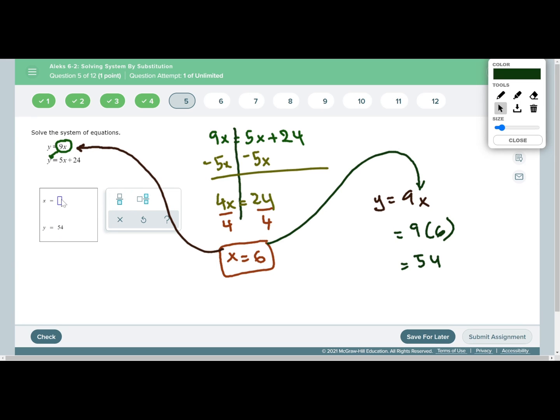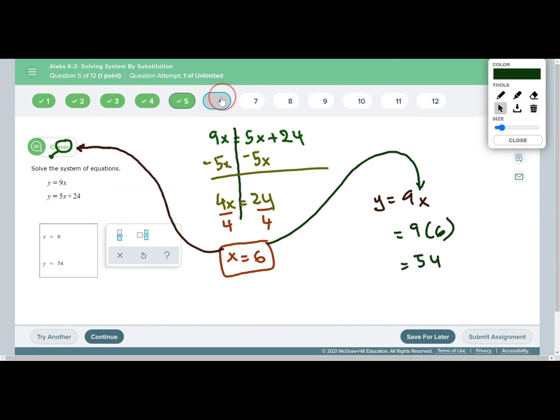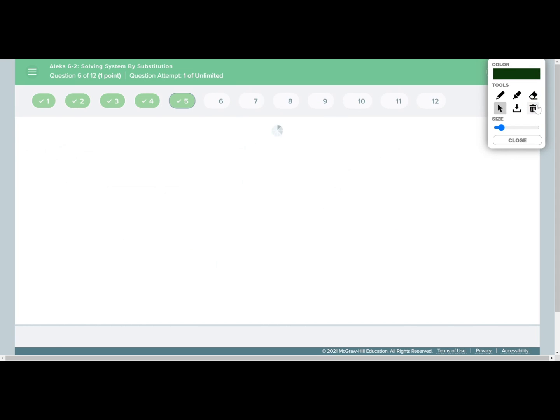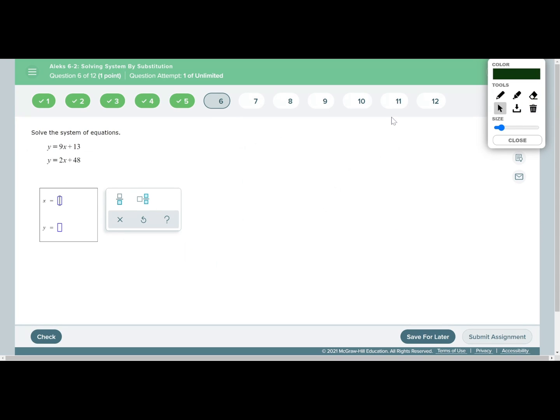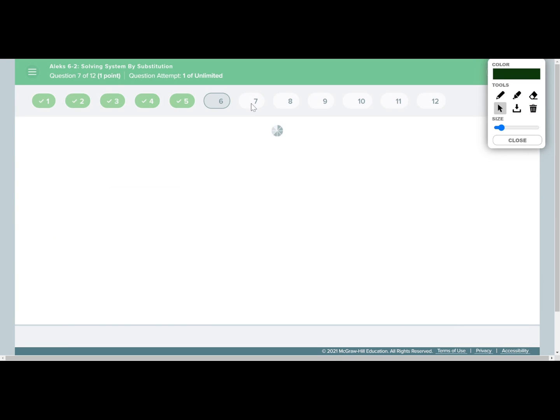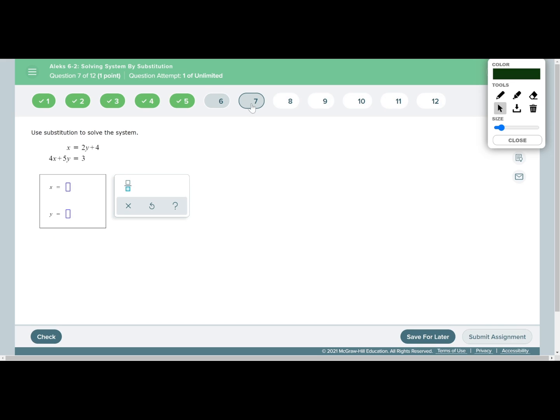And your x value is 6. Check. All right, number 6. It just repeats what we just did, so I'm going to skip number 6. Let's see number 7. Okay, number 7 is a little bit different than number 6. So I'm going to do number 7.